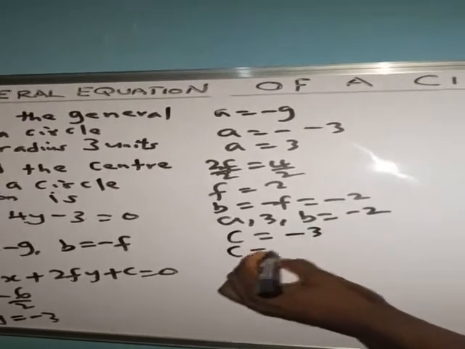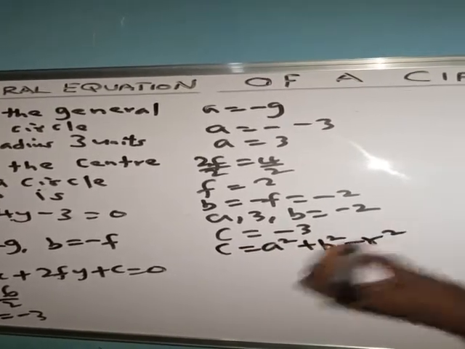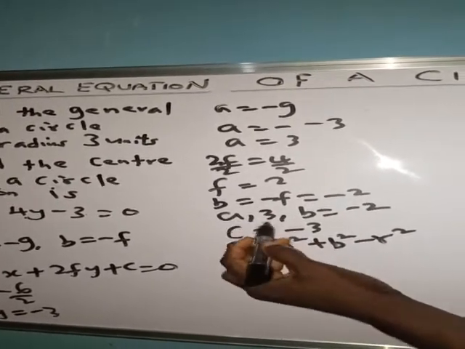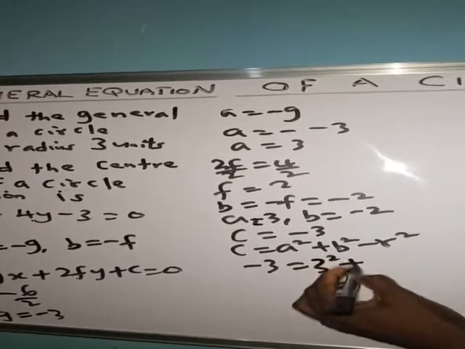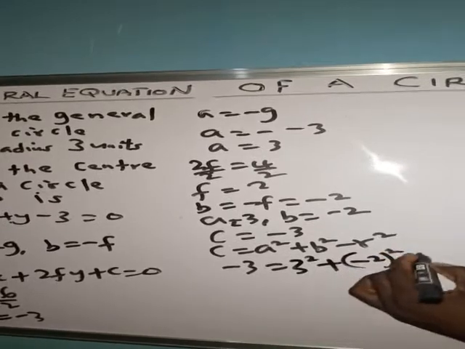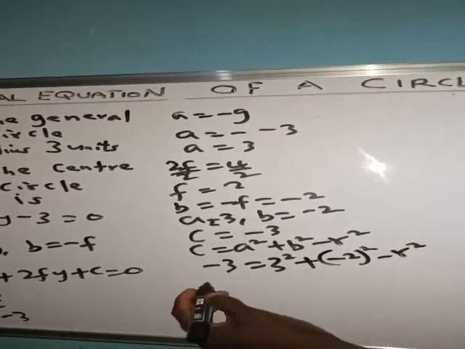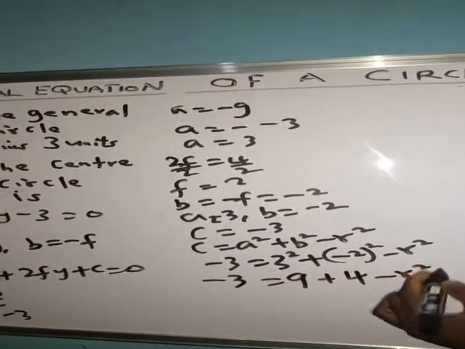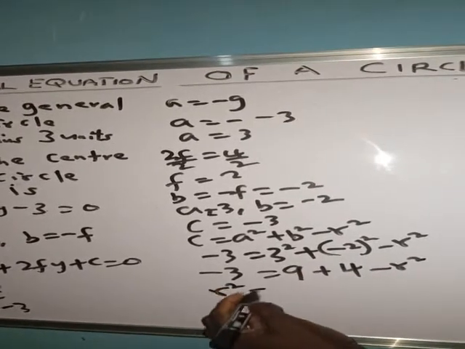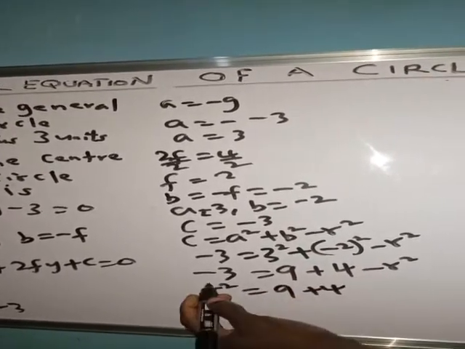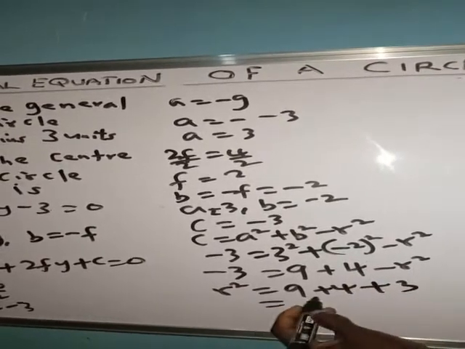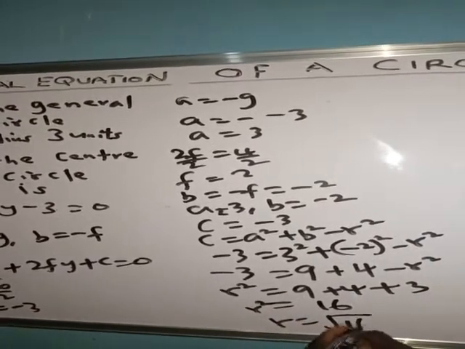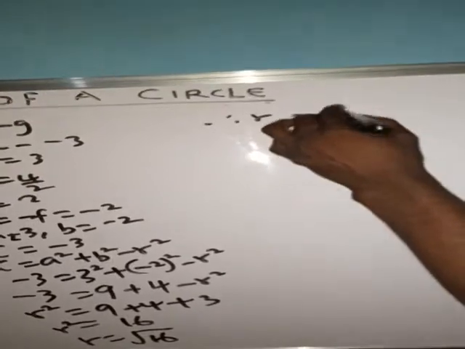But the formula of c is a squared plus b squared minus r squared. And c is minus 3, a is 3. So we have 3 squared plus b, which is minus 2, all squared, minus r squared. Now we can get our radius. So minus 3 is equal to 3 squared, 9, plus minus 2 squared, which is 4, minus r squared. Bring minus r squared here. You have plus r squared is equal to 9 plus 4 minus 3, which comes as plus 3. So 9 plus 4 plus 3 gives 16. So r squared is 16. r is the square root of 16. Therefore, r is 4 units.